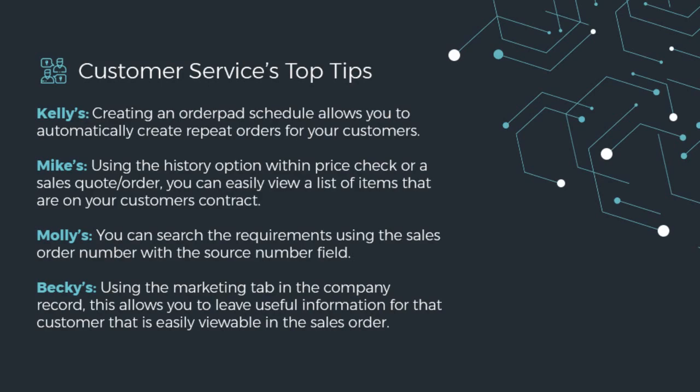Molly's tip is how you can search for the requirements with a sales order number. So whether you need to allocate or you need to delete something, there's a source number field in the requirements, and you can basically pop the order number into there and search. Becky's tip is about using the marketing tab in the company record. It allows you to leave useful information for that customer that's easily viewable in the sales orders. We'll come on to some examples on that.